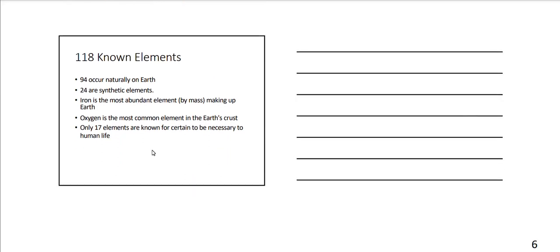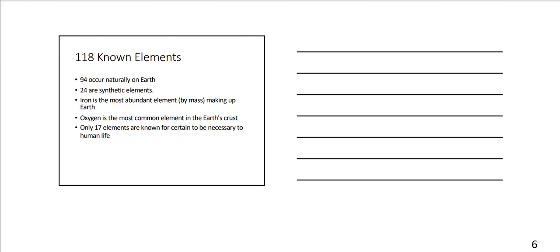All right, let's talk about elements and learn some facts about the elements from the periodic table. So there are 94 naturally occurring elements on Earth. 24 are made in the lab, synthetically made. Iron is the most abundant element on Earth. Oxygen is the most common element on Earth, obviously, because it's part of the atmospheric air. And only 17 elements are known for certain to be necessary for human life.